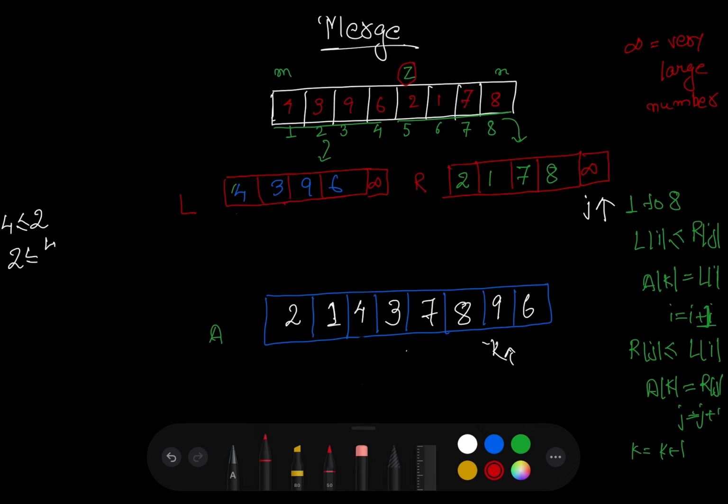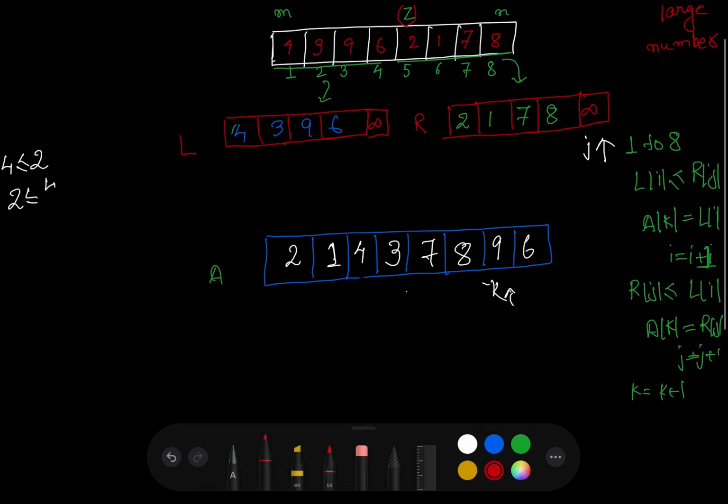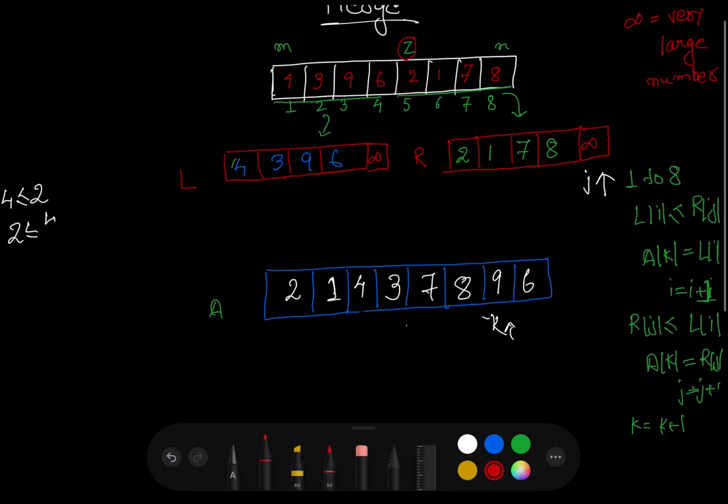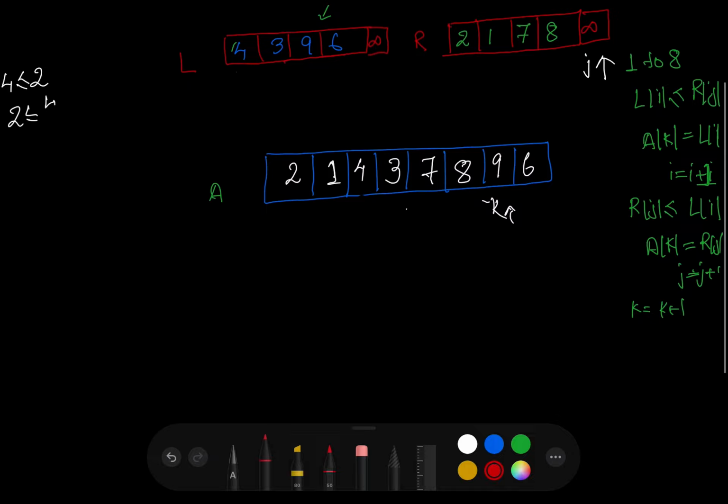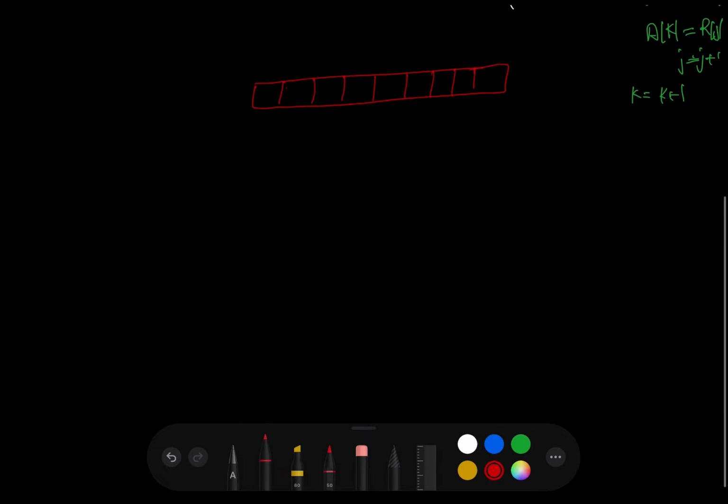Okay. Now you might think, what is the purpose of doing this merging and all. Now I will take a similar kind of thing. Now I will take another example of it. Then you will come to know how this merging is so important. Now I'll do the same example, 4 3 9 6. Okay. Let me draw an array first of size 8. Okay. 1, 2, 3, 4, 5, 6, 7, 8.